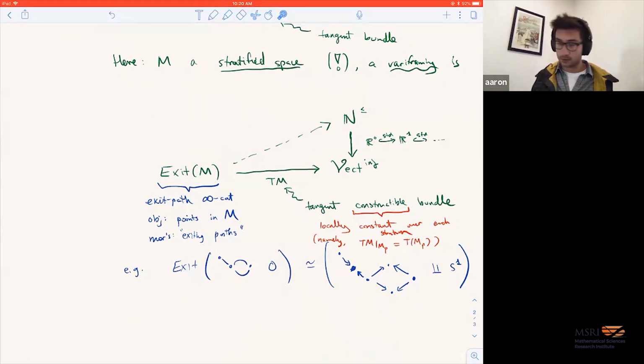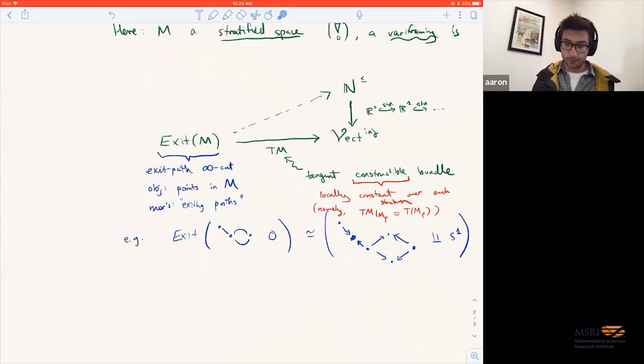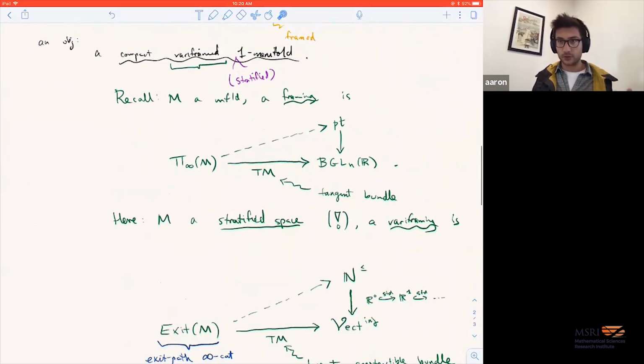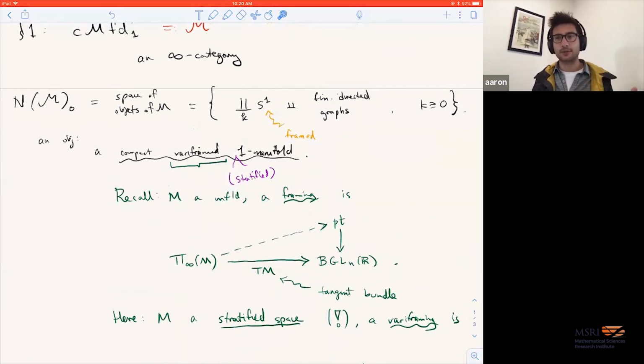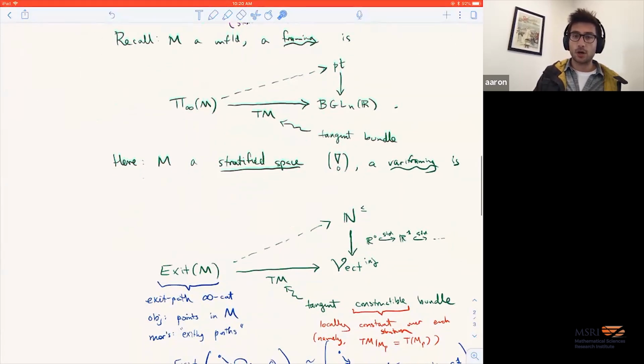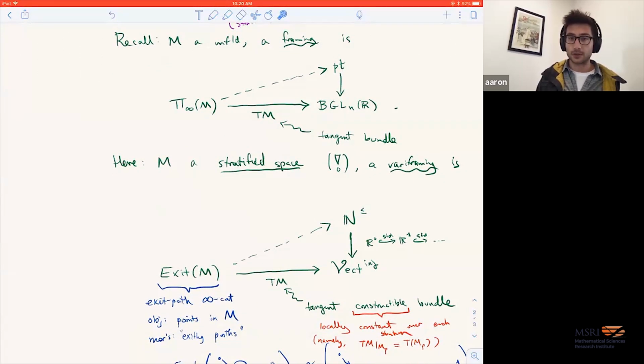Okay, great. So hopefully that is clarifying, suggestive of higher dimensional cases, and also explains this definition a bit. I've got S1s that are required to be framed, and then also finite directed graphs. And what I'm saying is that these are instances of some more general notion of a veriframed stratified space.